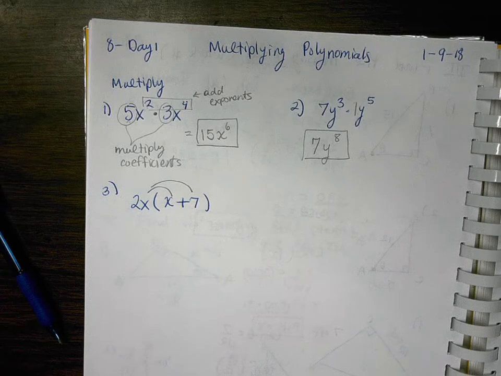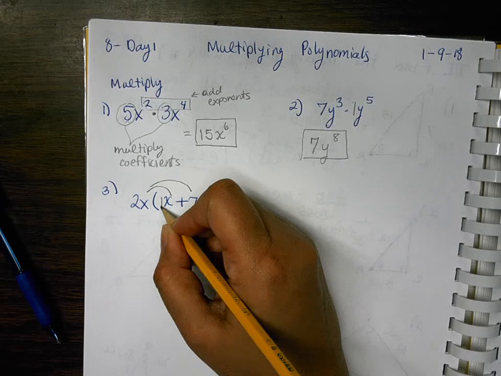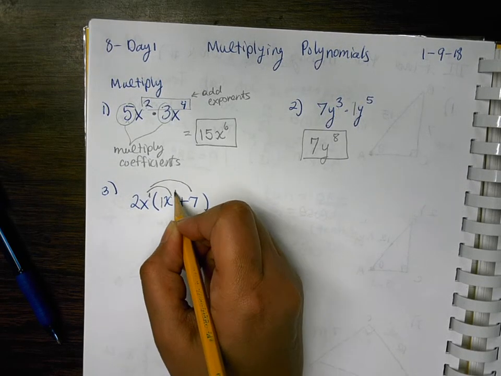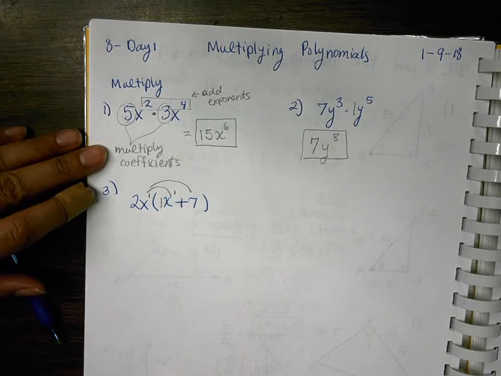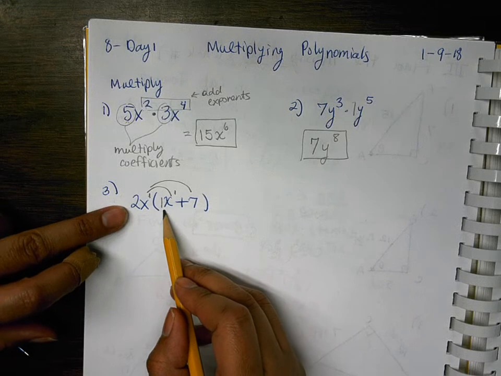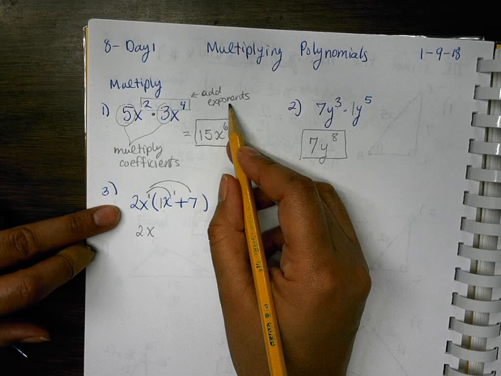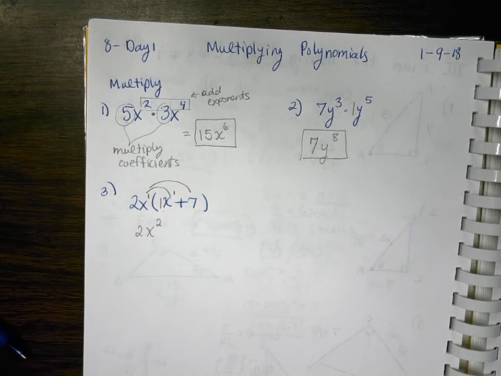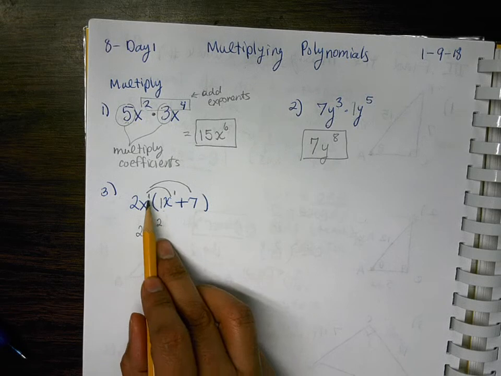Okay, what's the coefficient here that we do not see? 1. What are the exponents here that we do not see? 1 here and a 1 here. So when I multiply, I do what we said earlier. We multiply the coefficients. What's 2 times 1? 2. X stays the same, and we add the exponents. What's 1 plus 1? 2. So 2x times x is 2x squared. This 2 is coming from 2 times 1, and this 2 is coming from 1 plus 1.